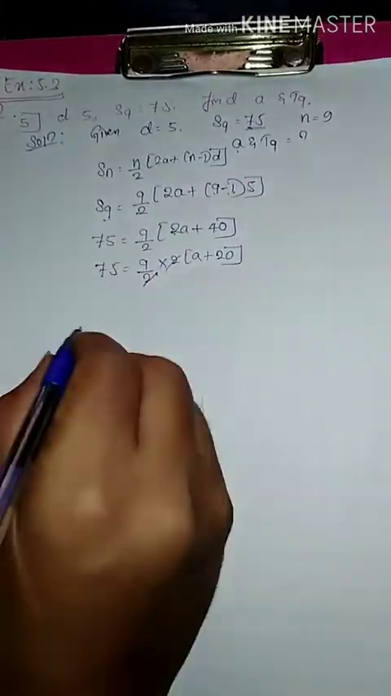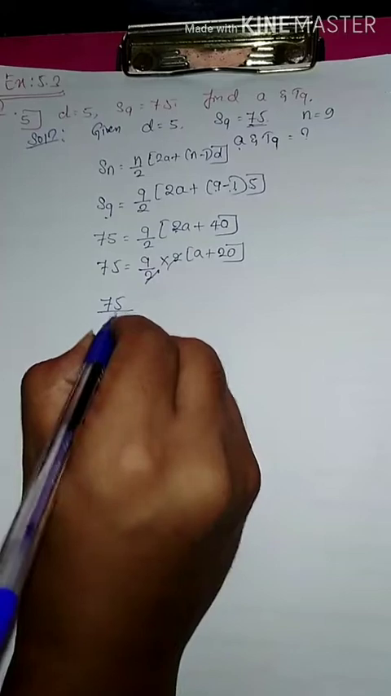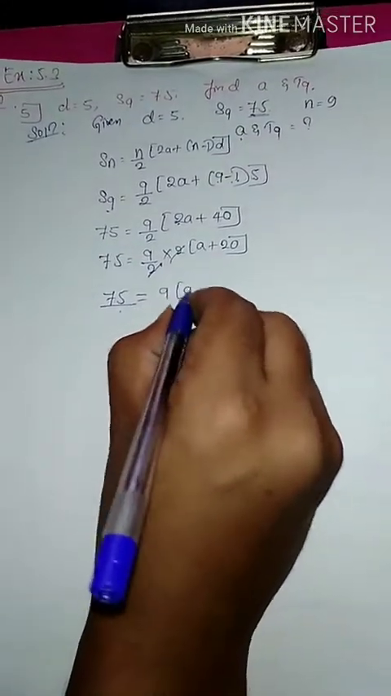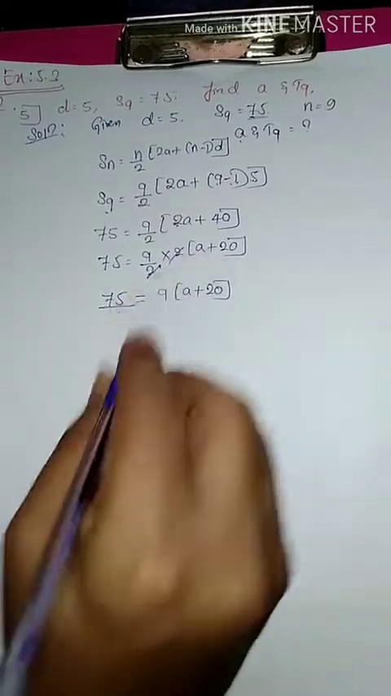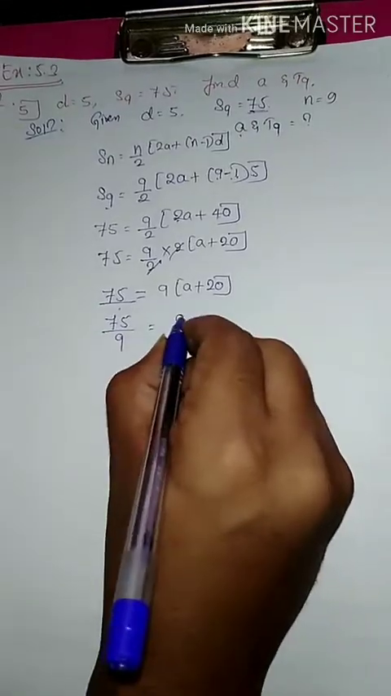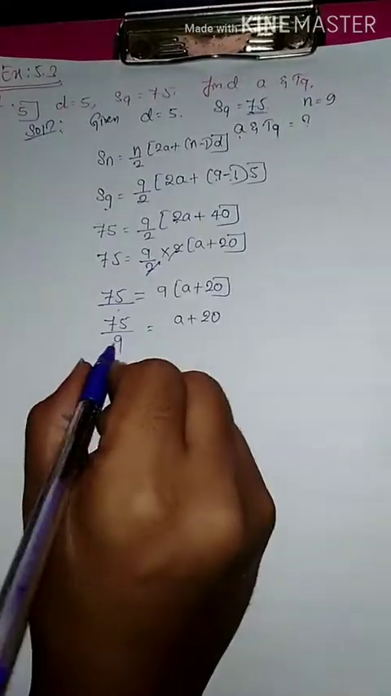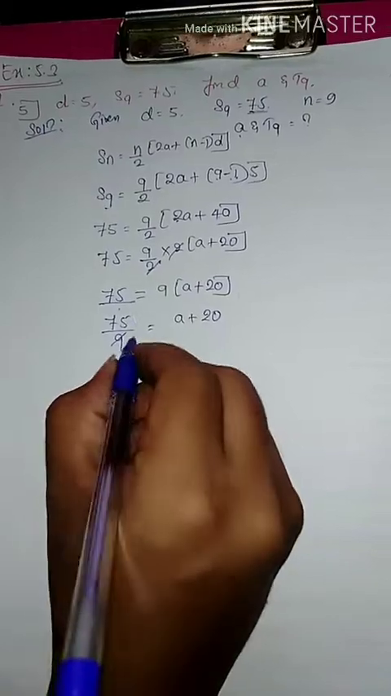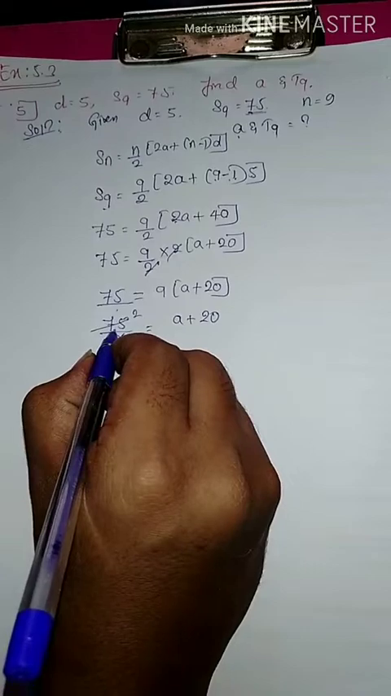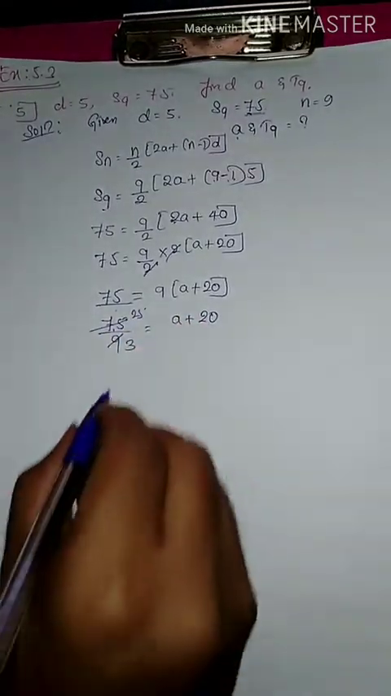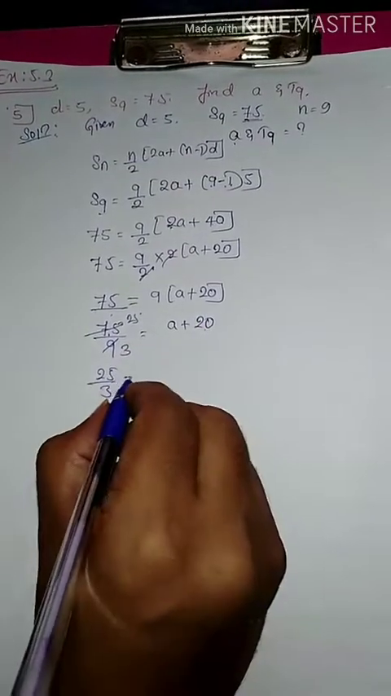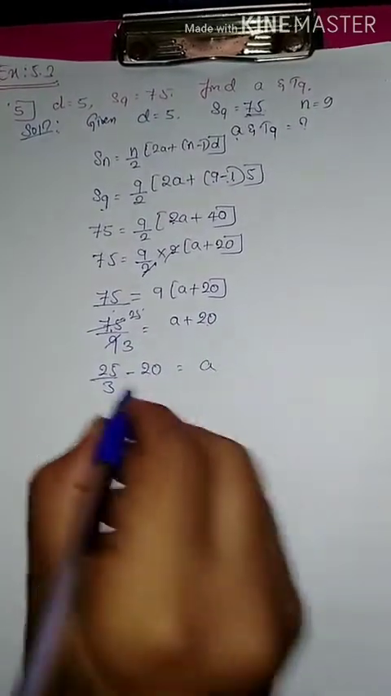So 2 get cancel each other. 75 is equal to 9 into a plus 20. 75 divided by 9 is equal to a plus 20. 3 3s are 9, 3 2s are 6, 1 is remainder, 3 5s are 15. 25 by 3. And plus 20 moves to left hand side, becomes minus 20 is equal to a.